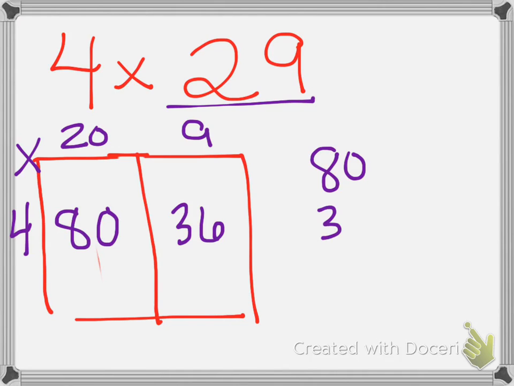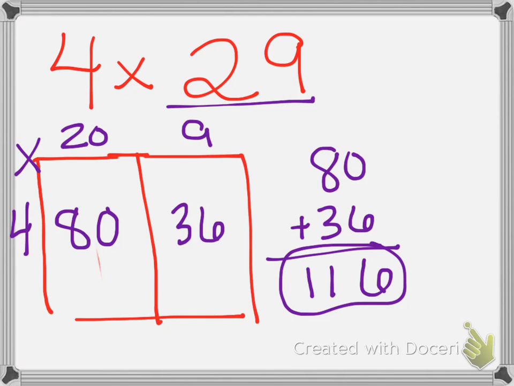Some of the kids can do mental math, but if they struggle a little bit with that, I encourage them to write it out so they get the correct product. So 0 plus 6 is 6, and then 8 plus 3 is 11. So my final product is 116.